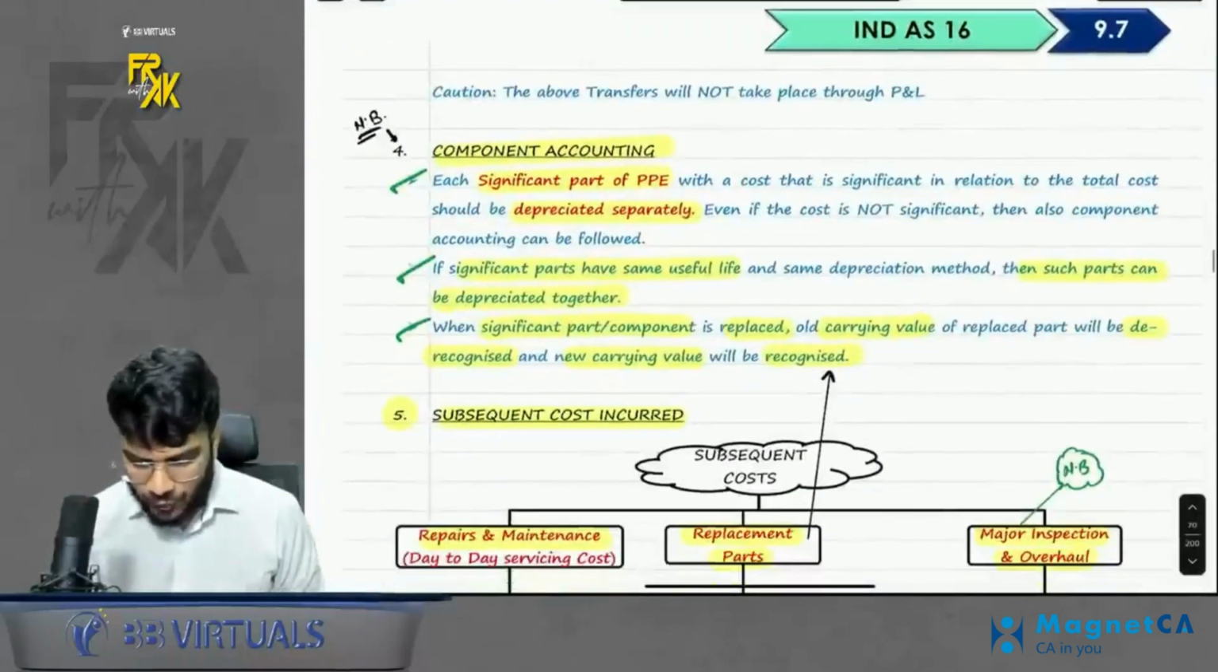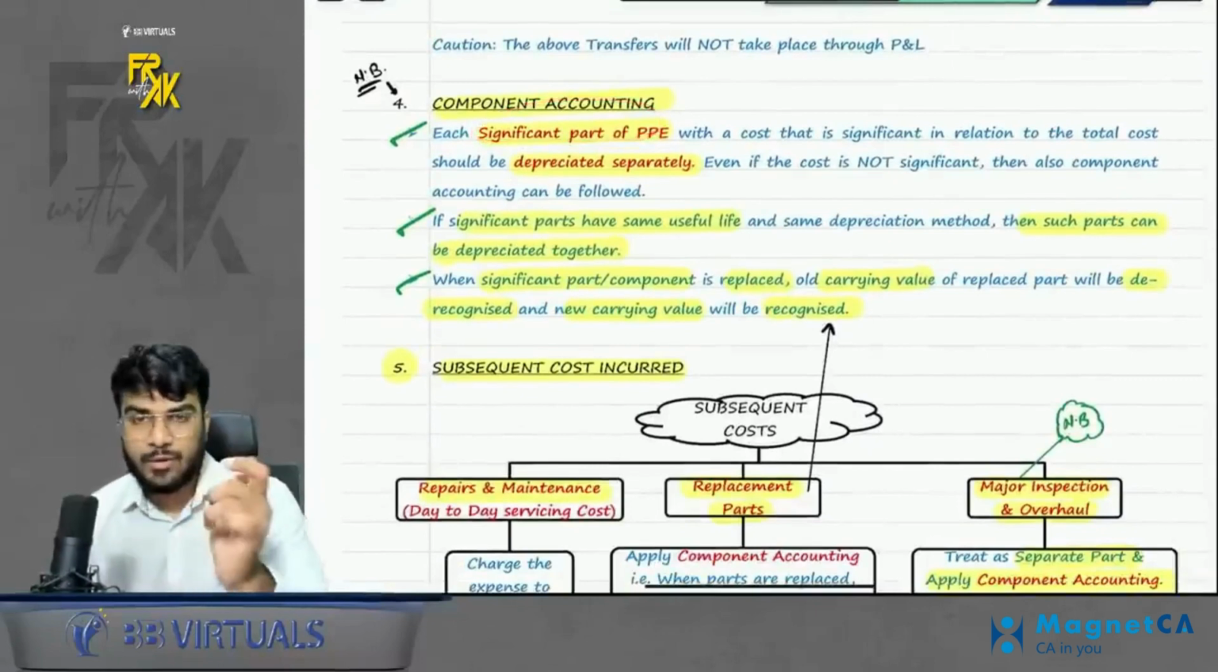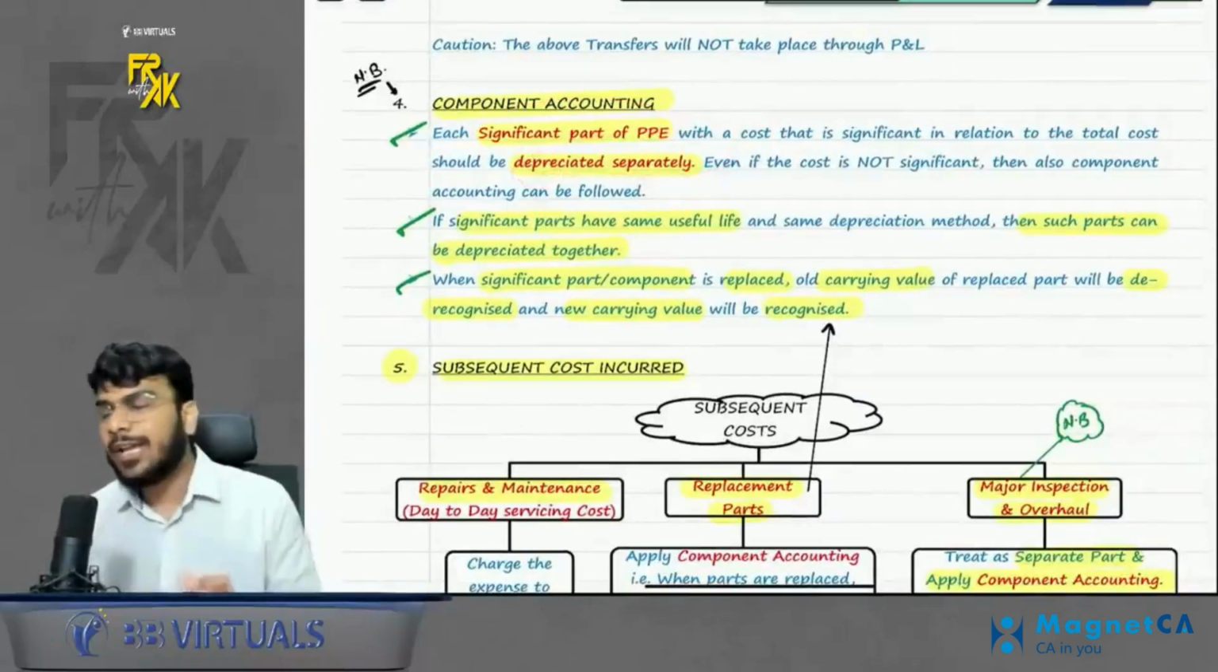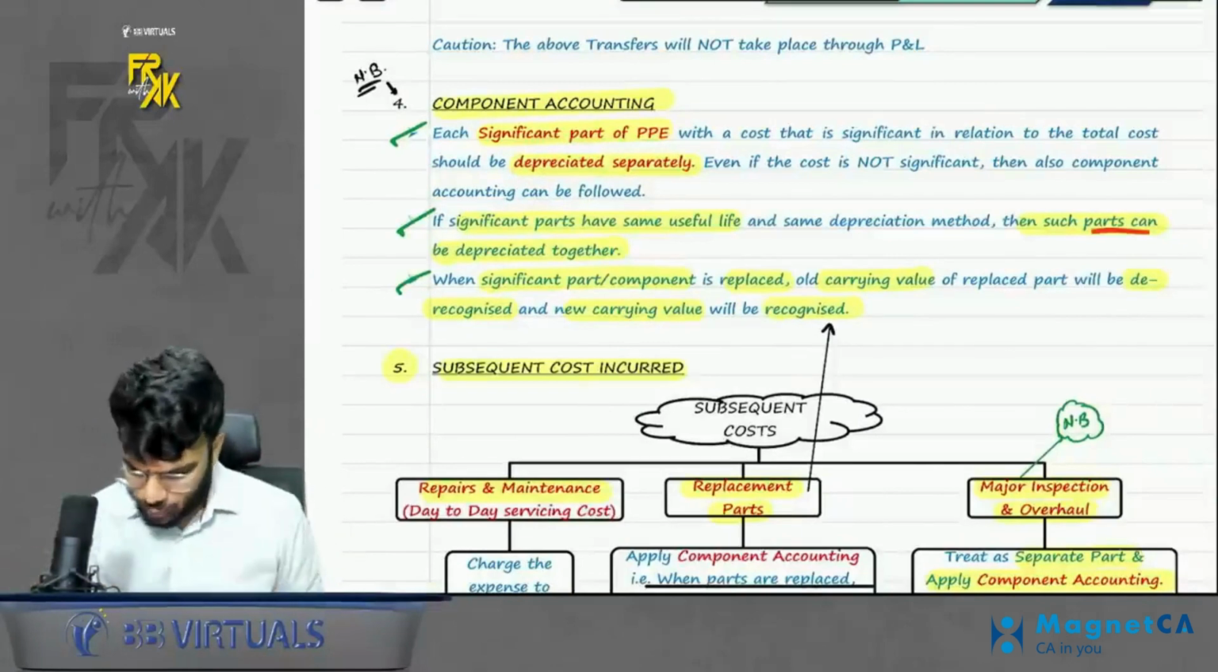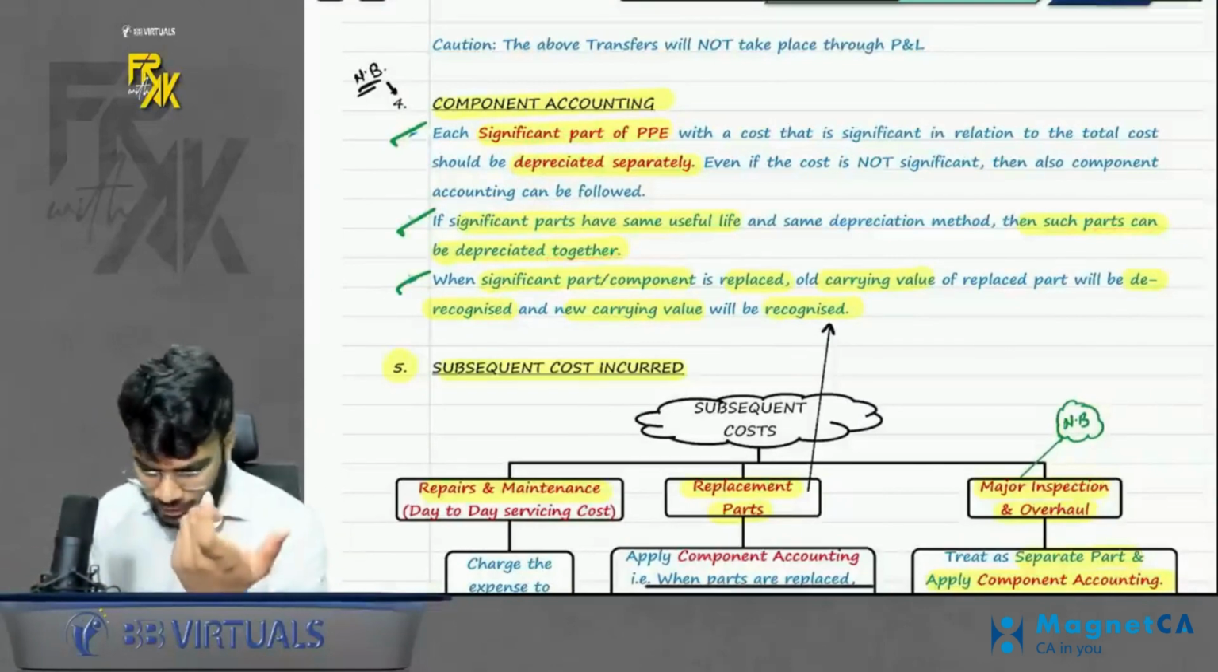So they say that if you have a significant part of PPE which has a different useful life, you will depreciate it separately. Acha, what if they had the same useful life? Then you will depreciate together. If they have the same useful life, you will depreciate together.